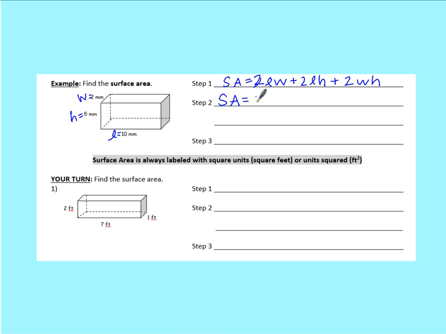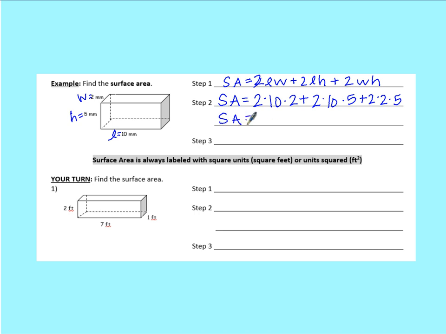So SA equals 2 times our length is 10, the width is 2, plus 2 times our length again is 10, our height is 5, plus 2 times our width is 2 times the height of 5. That plugs in all of our values that we know, and now we can go ahead and solve this. So use your PEMDAS rules.